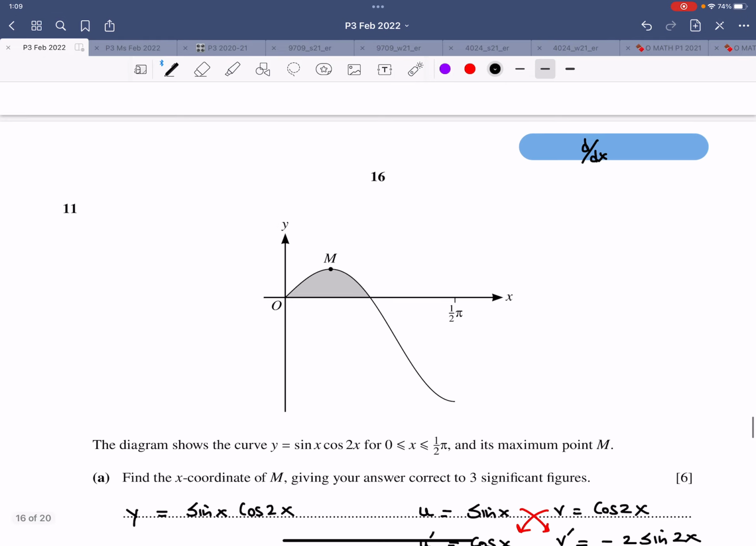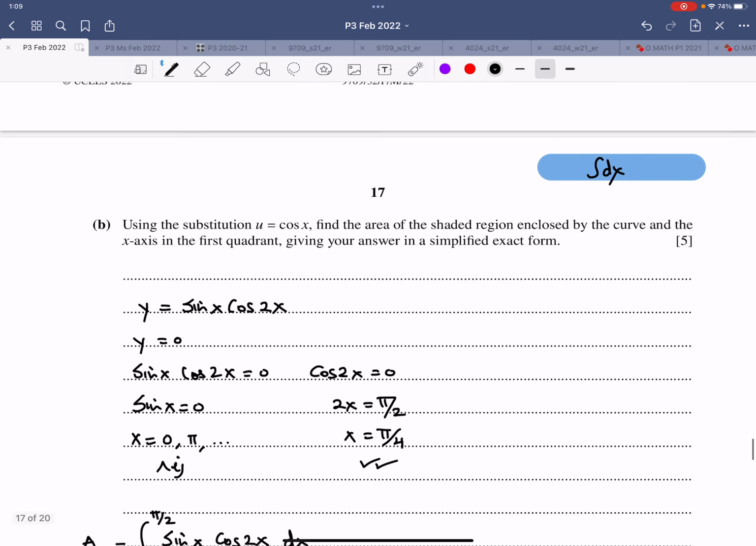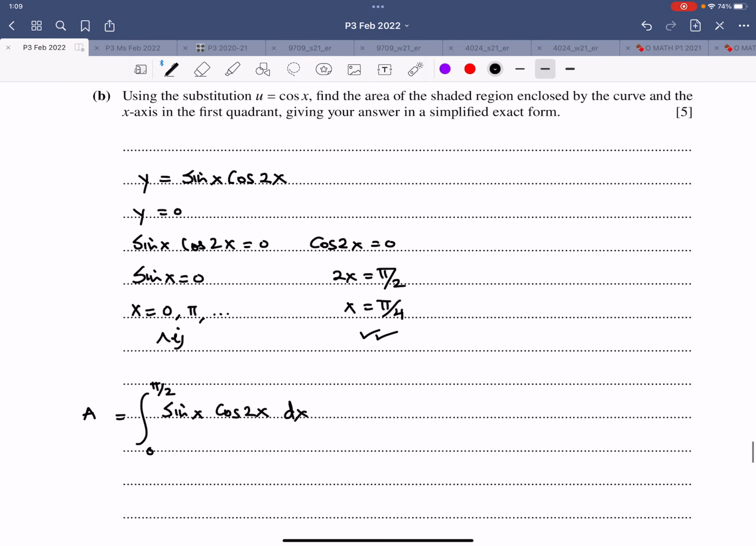Is that so? Yes, that's the one. What else is there? Now you are looking for a substitution. u is equal to cosine x. Let me start with this. Therefore du is equal to minus sine x dx. In other words, negative du is equal to sine x dx.